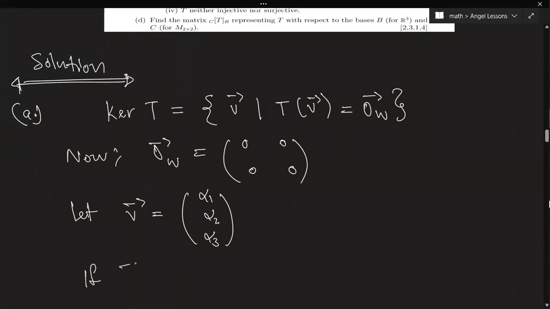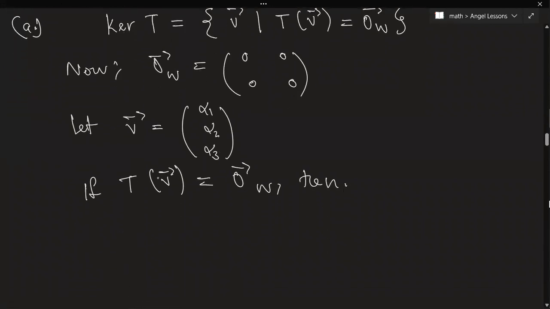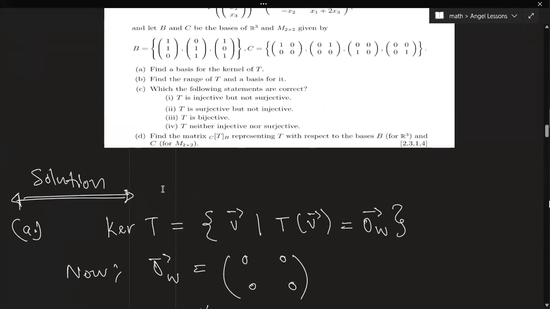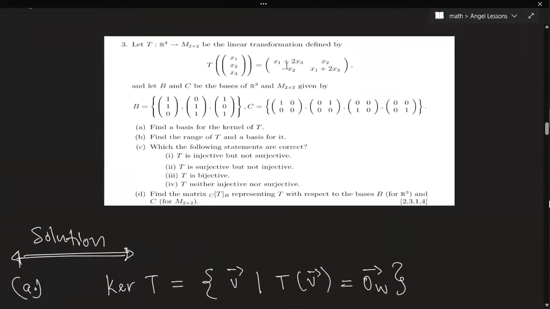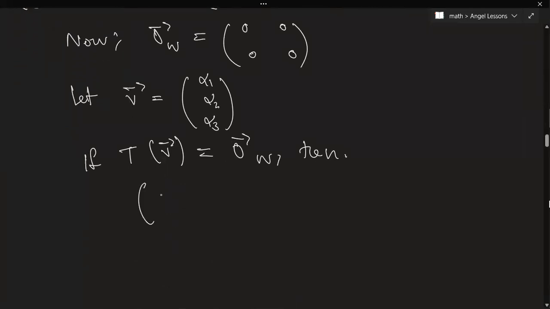So if T of V is equal to the 0 of W, then what? First we have to use the definition to know what T of V is. According to the definition, if you put V, it outputs that. So I'll get alpha 1 plus 2 alpha 3. And then I'll get minus alpha 1. Then I'll get alpha 1. Then alpha what there?